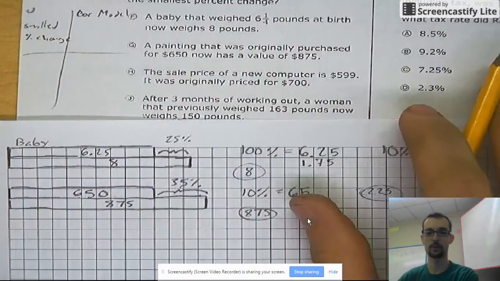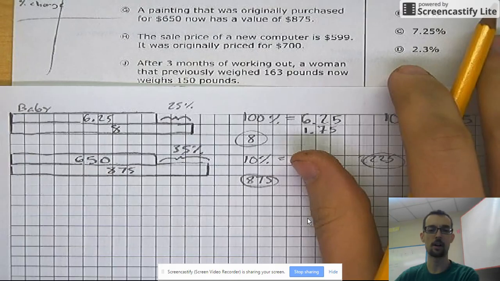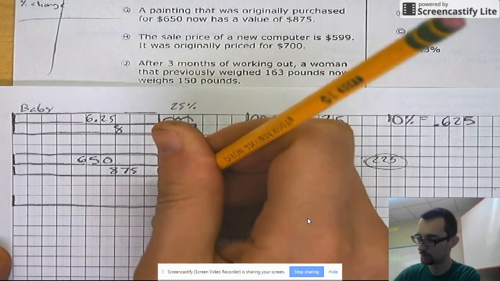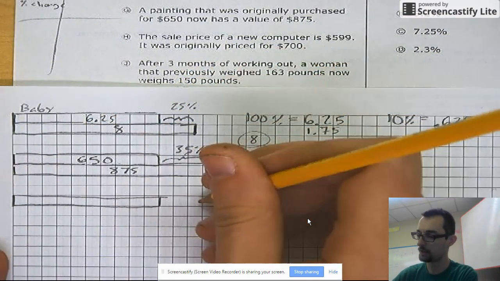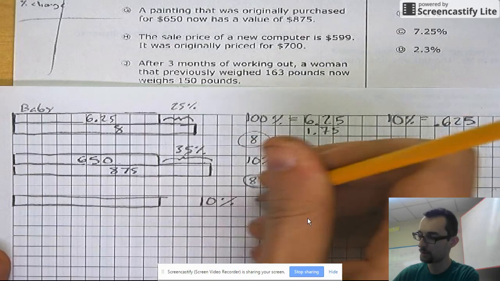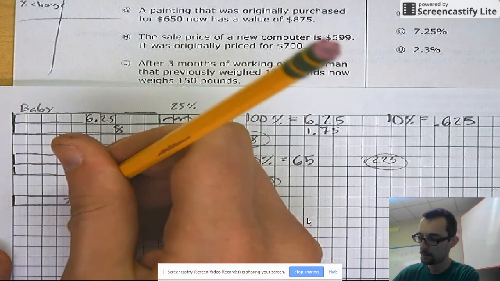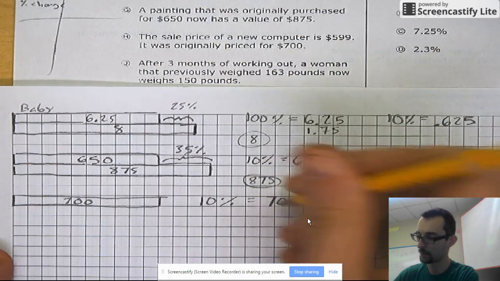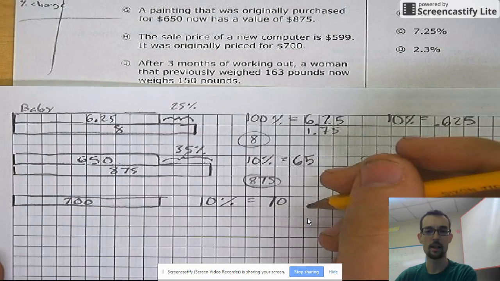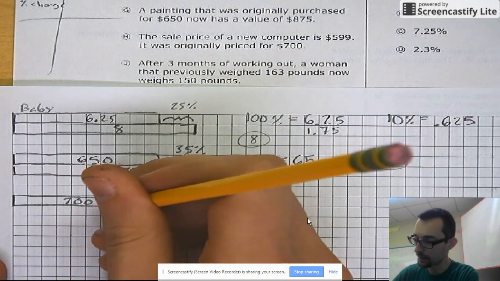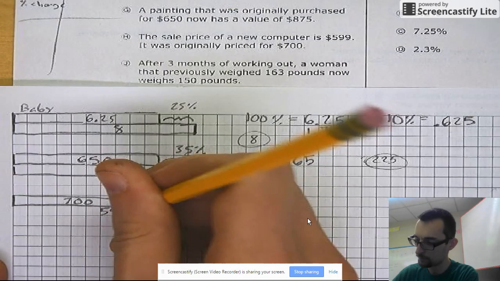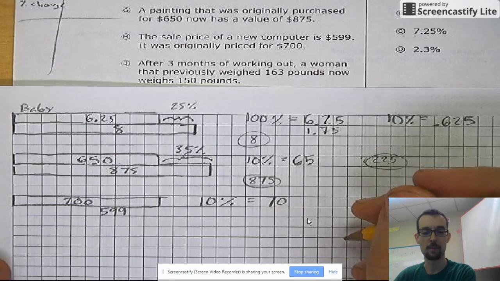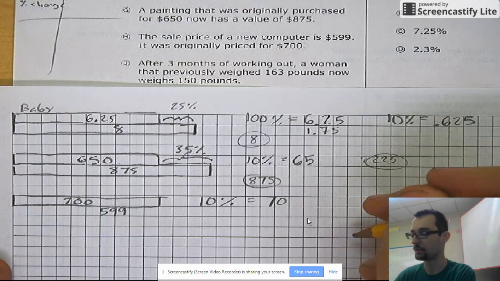Okay, let's try the next one. The computer, all right, it started out $700. I'm going to write a $700 computer that is how many squares long? 10 squares, all right? And each of those squares is 10% of 700, which is 70. Okay. My computer ends up selling for $599. And I want to know how small that bar is going to be. This one's getting smaller, right, because it's a decrease.